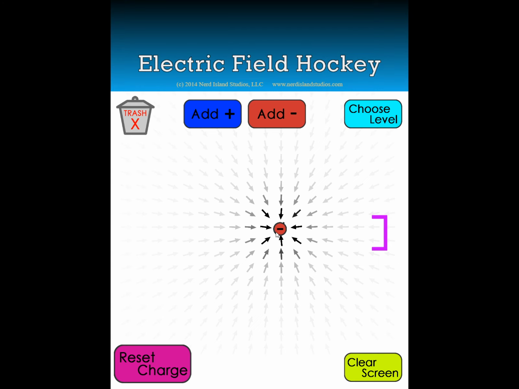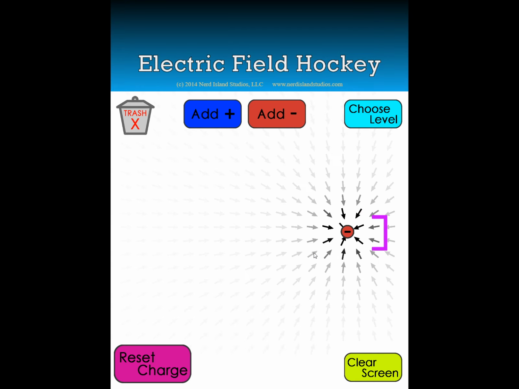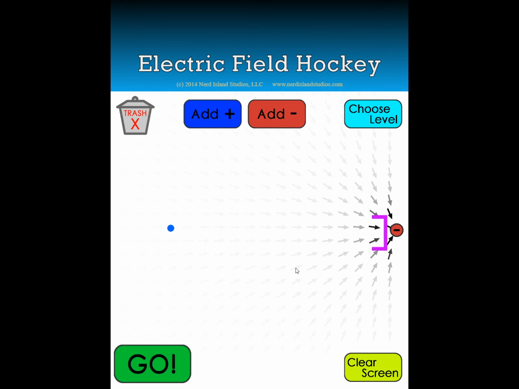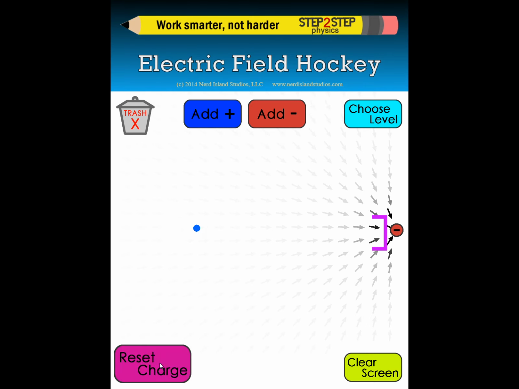I've never had it bounce quite the way it is right now. Let's reset the charge. If I put it in closer, usually I can get it to go in when I do that. Well, let's put it right there. It's going to influence the charge, and you're going to try to create a path that's going to get it to go into the goal.